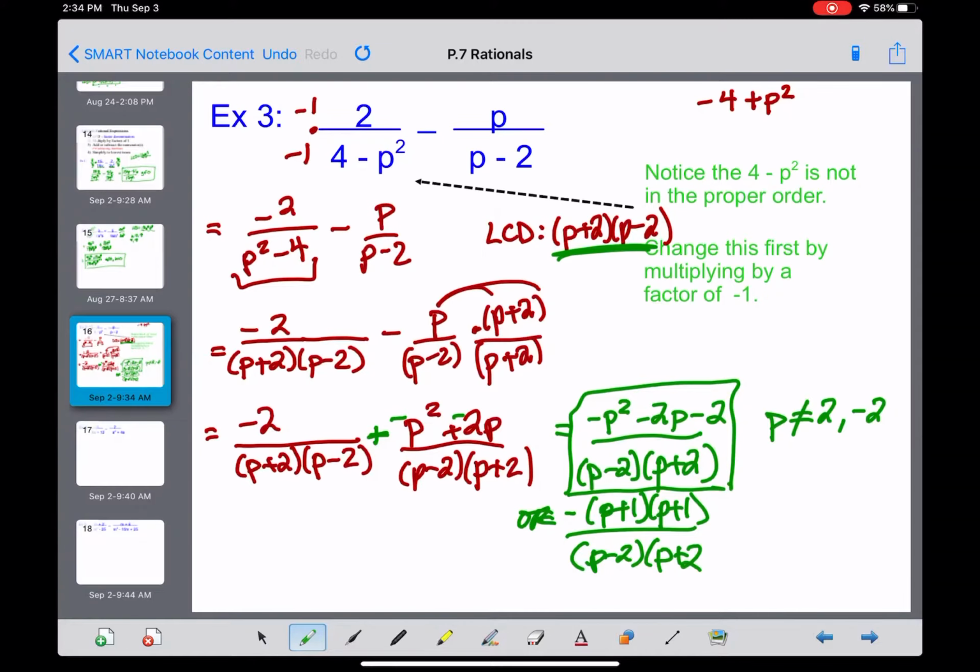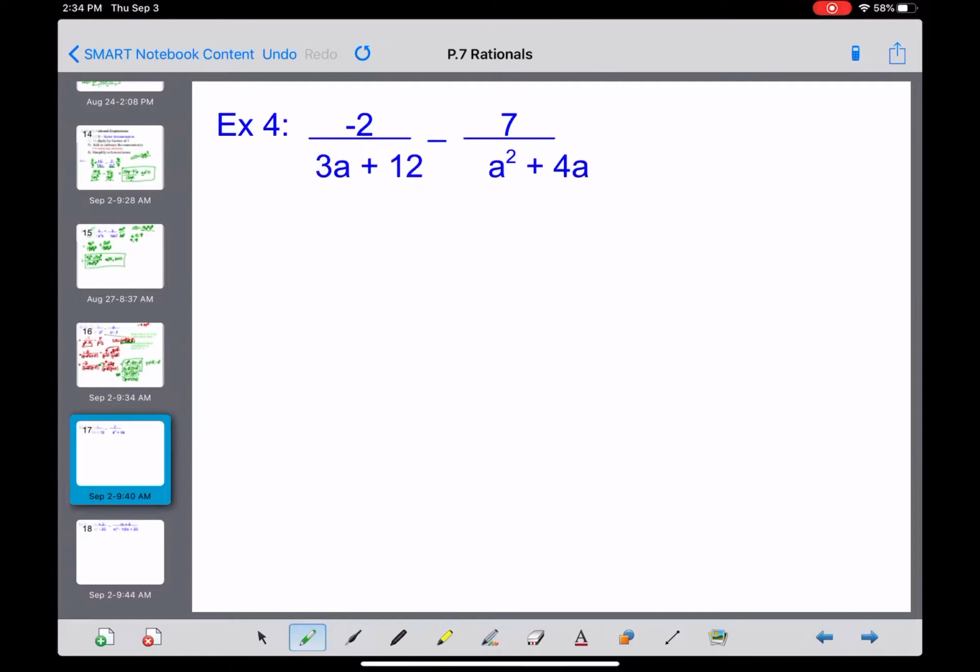Okay, let's try example 4. Okay, so again, we want to factor those denominators. I'm going to go ahead and just factor it right here. So I'm going to take out the 3, and I got a plus 4. And then I'm going to factor out an a, and I have a plus 4. Okay, so that's the denominators.